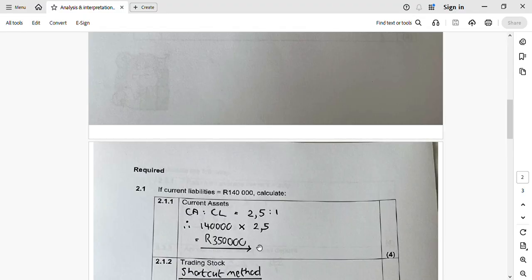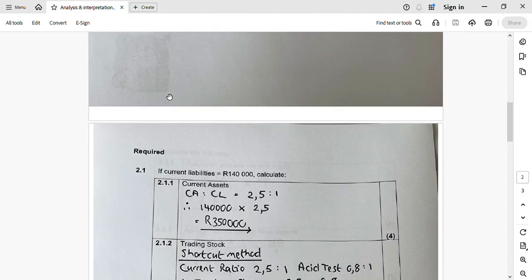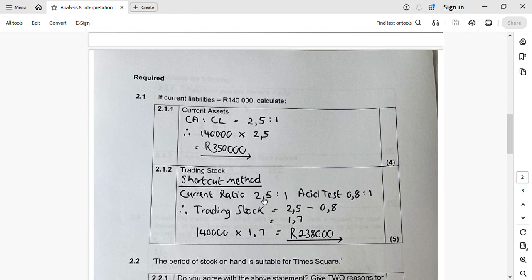Then you need to calculate trading stock. I'm going to show you a shortcut method here. If you look at your current ratio, the current ratio is all your current assets, your stock, debtors, and cash. Your asset test ratio is just your debtors and cash. In other words, the difference between those two is actually going to be your trading stock. So the quickest thing to do here is to take that current ratio, which includes stock, subtract the asset test ratio, which excludes stock, and you get 1.7, which you then multiply by the current liabilities of 140,000.